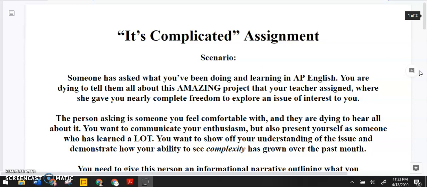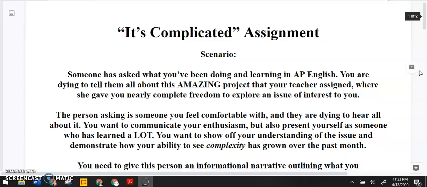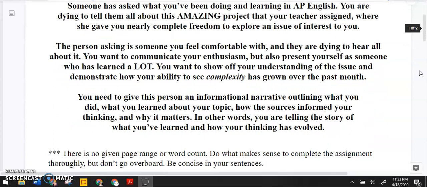So your job is you want to communicate your enthusiasm, but you also want to present yourself as someone who's learned a lot. You want to show off your understanding of the issue and demonstrate how your ability to see complexity has grown over the course of reading your novel and doing some research of it. Your project is that you're going to give this person, whoever you have in mind, it doesn't matter, an informational narrative outlining what you did, what you learned, how the sources informed your thinking, and why it matters.